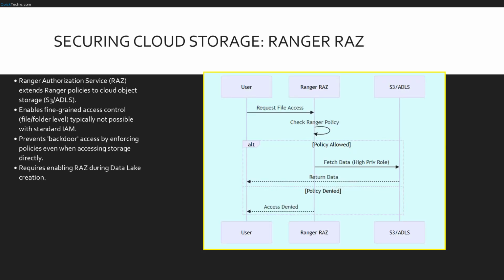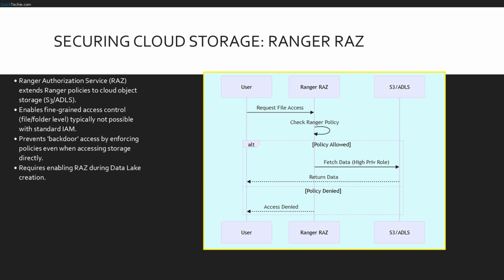In the cloud, protecting the data files themselves is critical. This is where Ranger RAZ, or Ranger Authorization Service, comes in. Standard cloud IAM often grants access at the bucket level, which is too broad. RAZ intercepts access requests to S3 or ADLS and checks them against your Ranger policies.